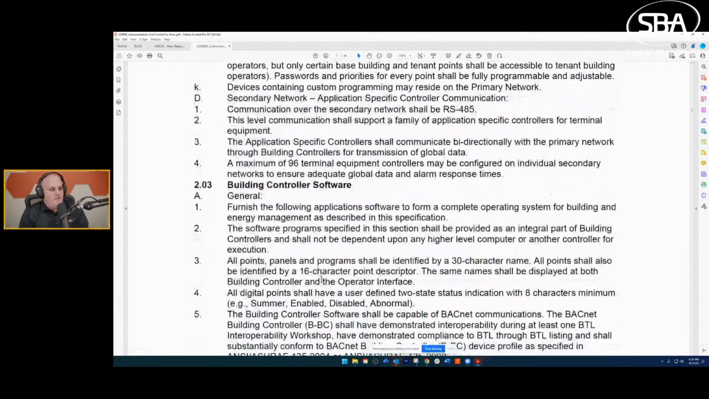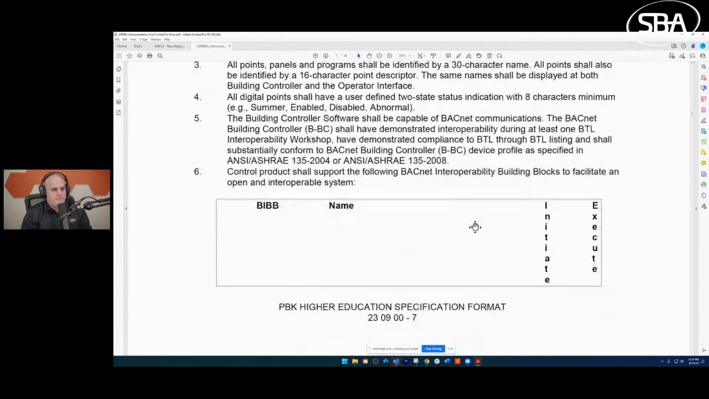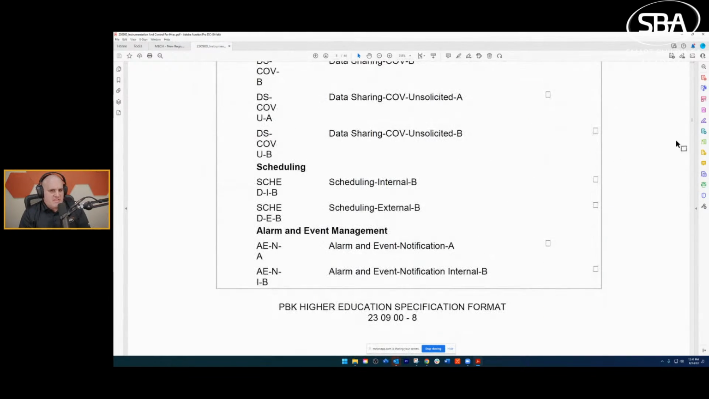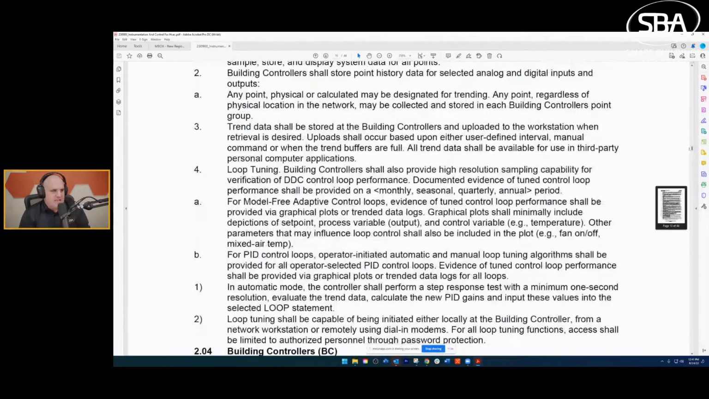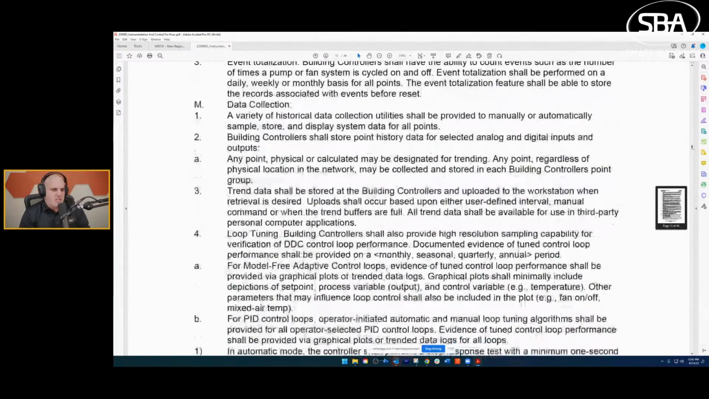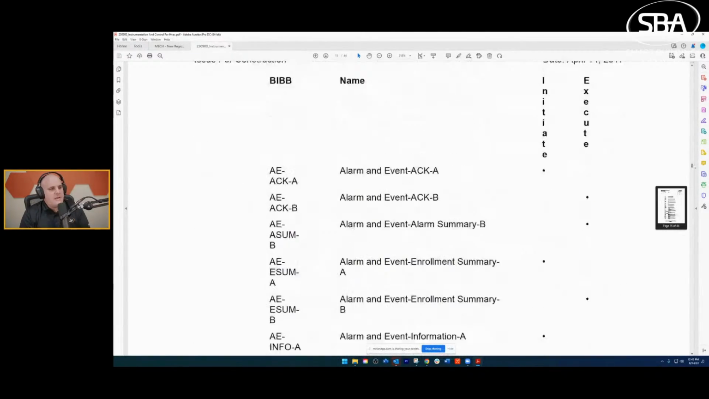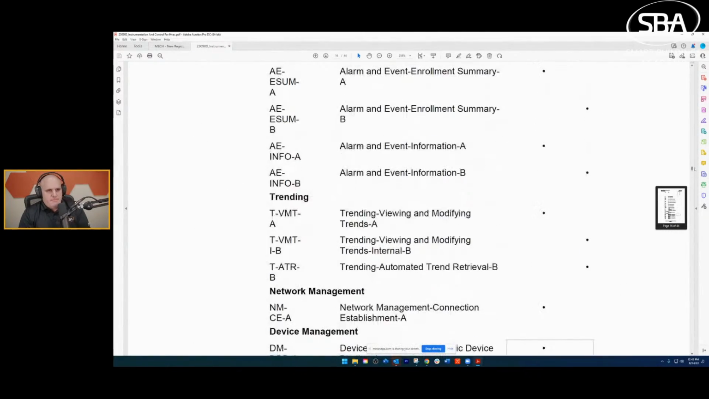All right, building controller software. This is all just listing out BACnet stuff, BIBBs and BTL and BACnet profiles. We talked about this on Monday's episode 354. If you didn't catch it, go back. I'm not going to spend a lot of time on BACnet. All right, let's scroll through all these shenanigans. It's basically like a product cut sheet until we get to I/O. Let's keep going. Bunch of BIBBs.